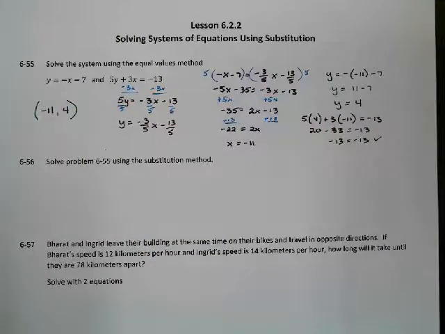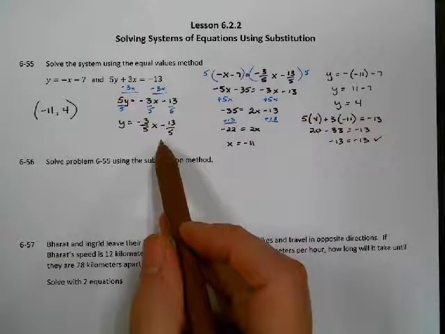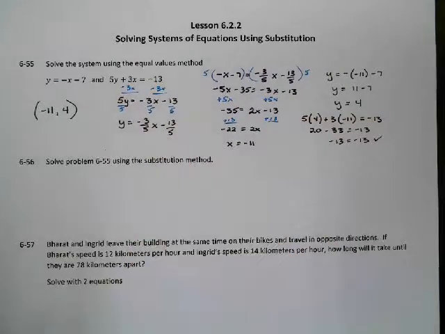All right, so you see that there were a lot of fractions that happened when I tried to do the equal values. Generally, you probably only want to do the equal values method when you already have variables isolated by themselves, like both equations have y equals or x equals or something like that. That's when you really want to use the equal values method.